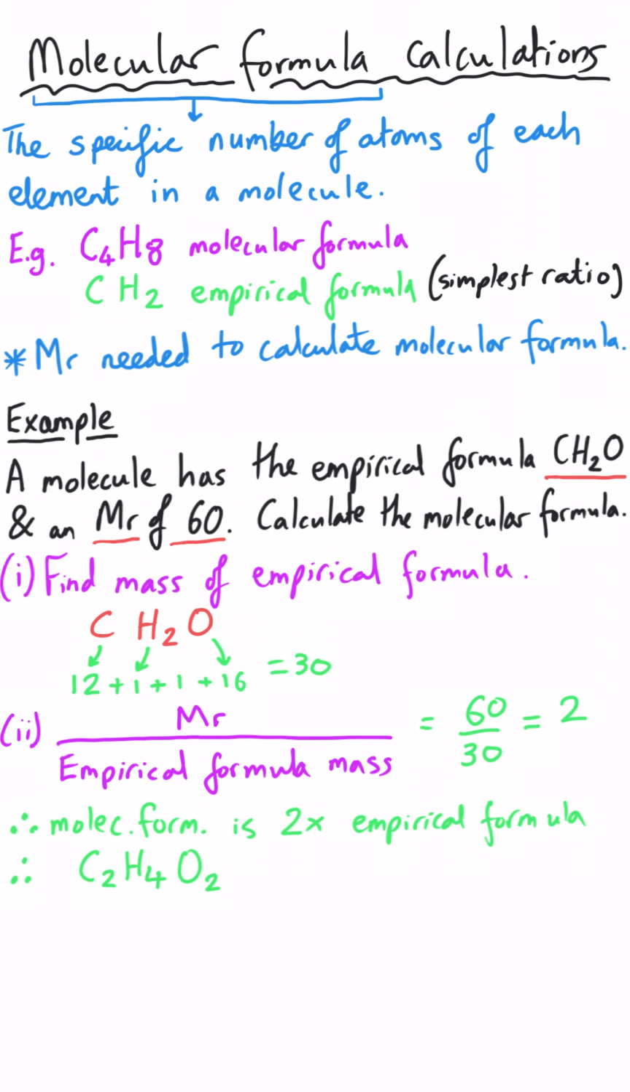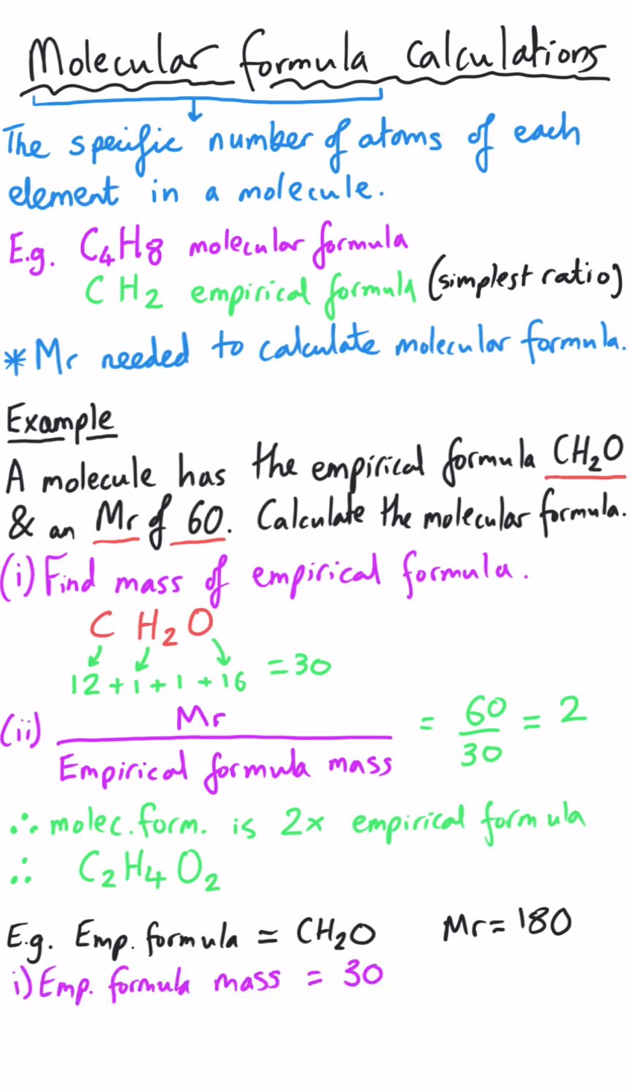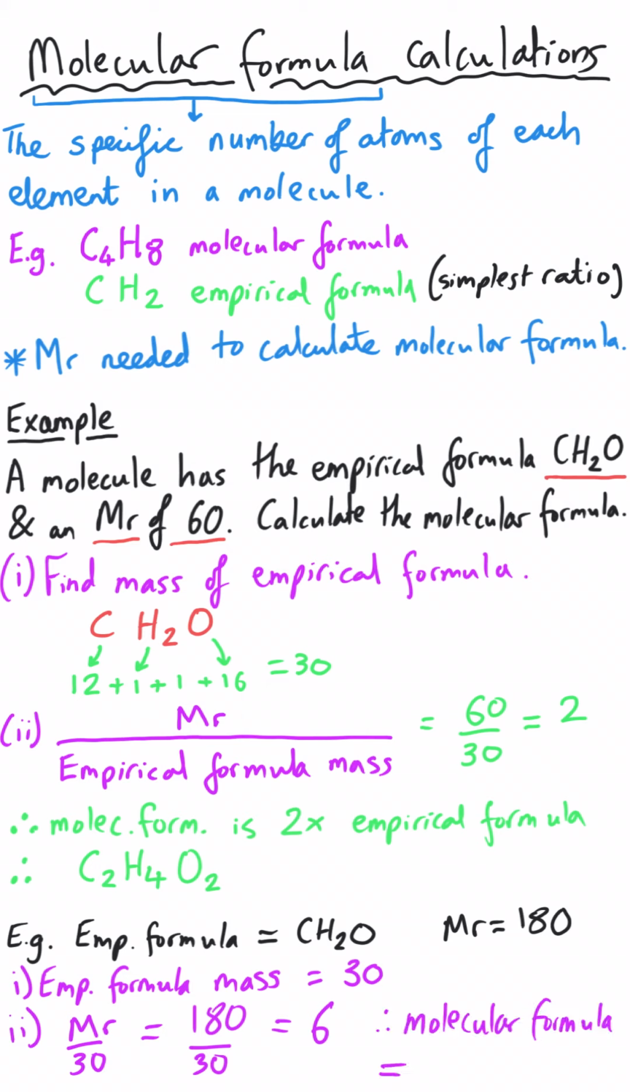And so that means that the molecular formula is C2H4O2. If we had the same empirical formula, but this time we were told that the MR was 180, we do the exact same process. We take 180, we divide it by 30, the mass of the empirical formula, and that gets us 6. So that means that the molecular formula is 6 times bigger than the empirical formula. So C6H12O6. That's the molecular formula in this case.